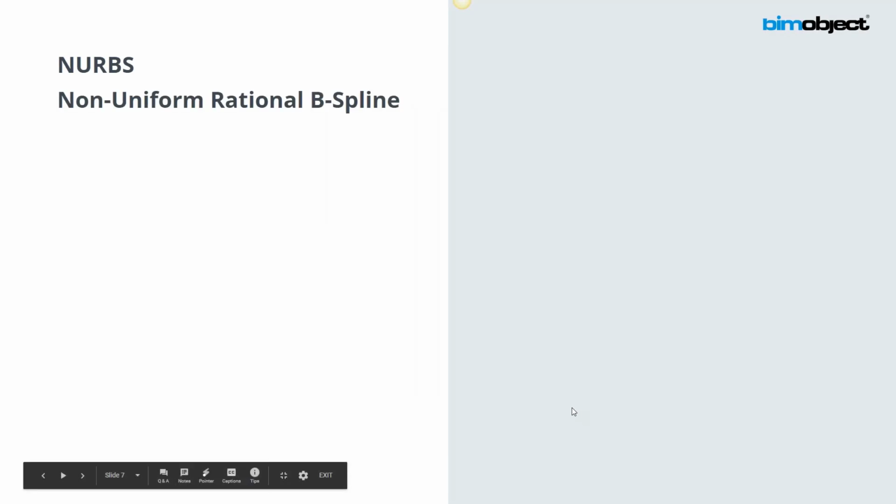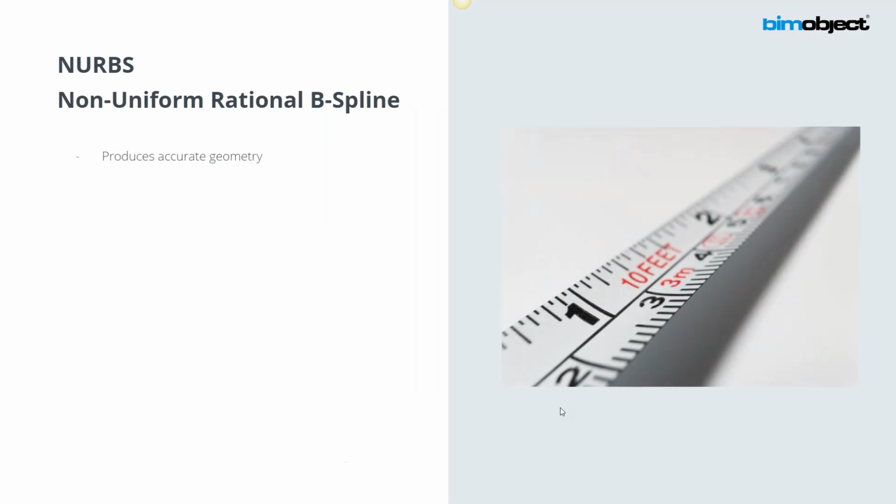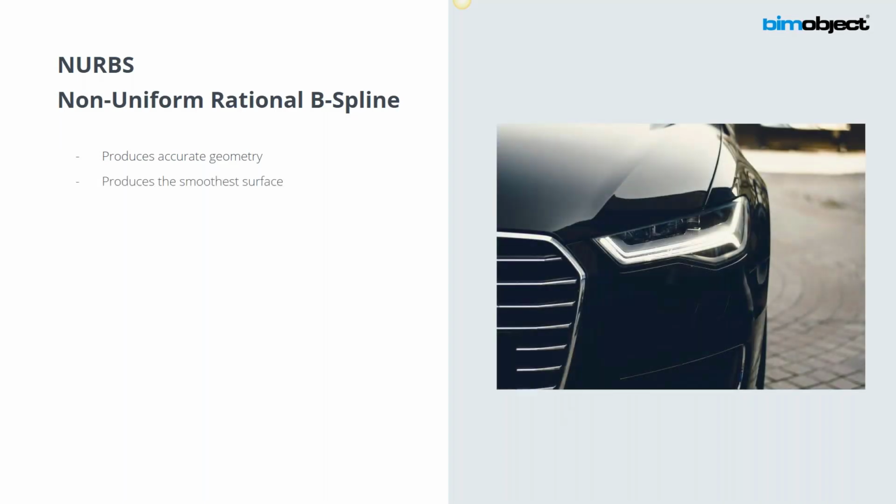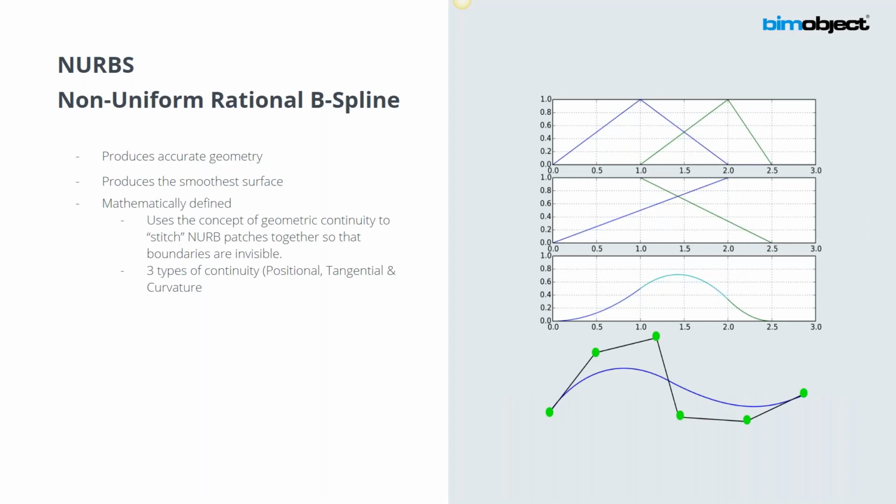So NURBS stands for non-uniform rational B-splines. These kinds of models produce accurate geometry. They produce the smoothest surface. And they're also mathematically defined, meaning that they use the concept of geometric continuity to stitch these NURB patches together so they can achieve this smooth curve. There are 3 types of continuity that they use to calculate the curve: positional, tangential, and curvature.